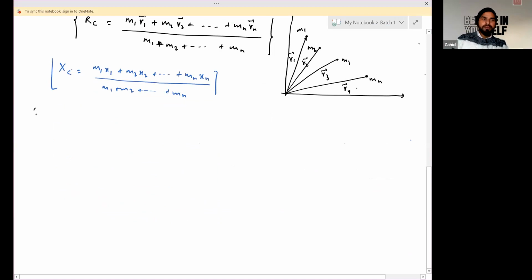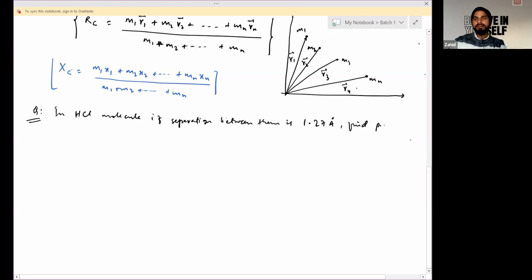Now, let me give you one question. In an HCl molecule, if the separation between them is 1.27 angstrom, find the position of center of mass from hydrogen.